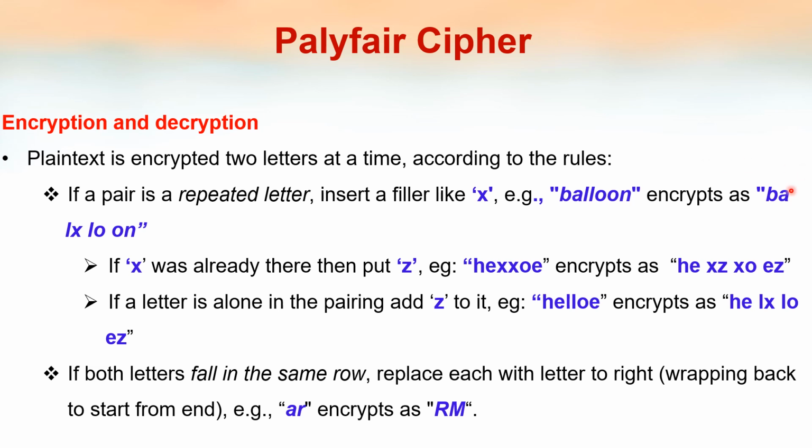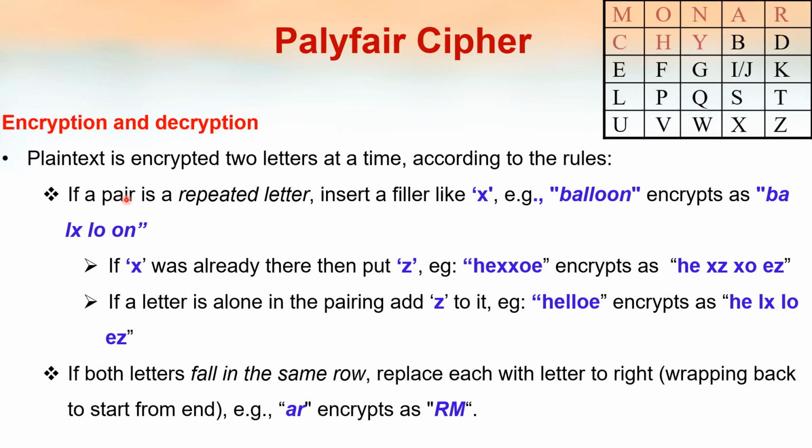Now we can see how the encryption is done. There are some rules which have to be followed. Plain text is encrypted 2 letters at a time, which means we have to pair the plain text. After that only, encryption starts. First rule: if a pair is a repeated letter, insert a filler like X. Example, if our plain text is balloon, pair it as BA, then comes LL, which are repeated letters. So we use the filler letter: LX, then LO, ON. So this is the pairing.